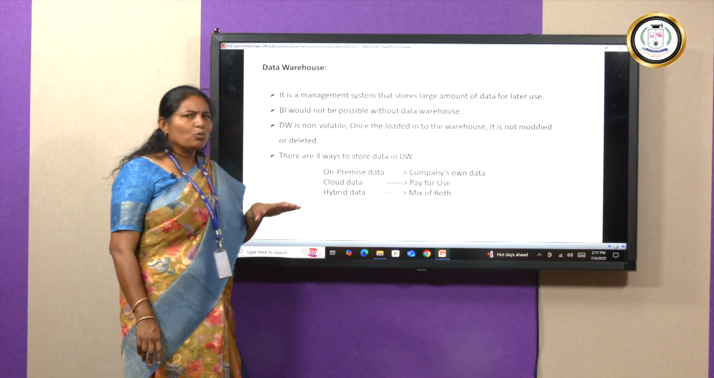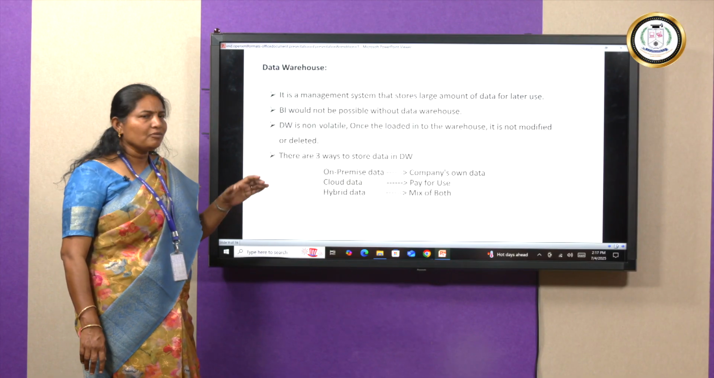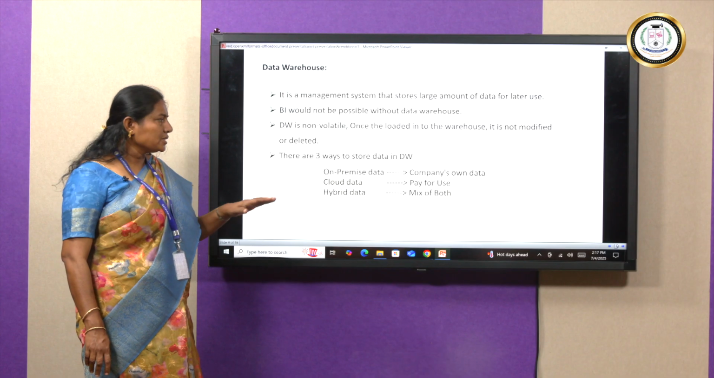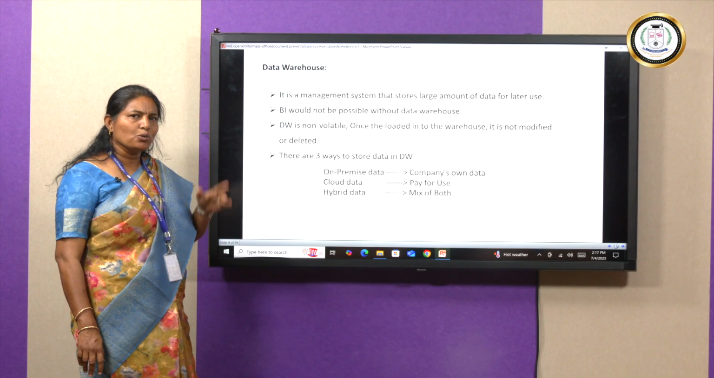Then cloud data: suppose they want extra space, they can use cloud data on a pay-for-use basis. The hybrid data is a mix of on-premise data and cloud data, that is, partial data is stored in the company's own data and the partial data is stored in the cloud.